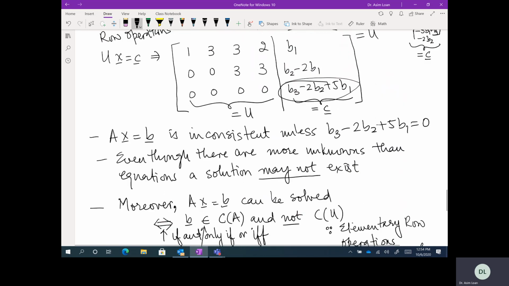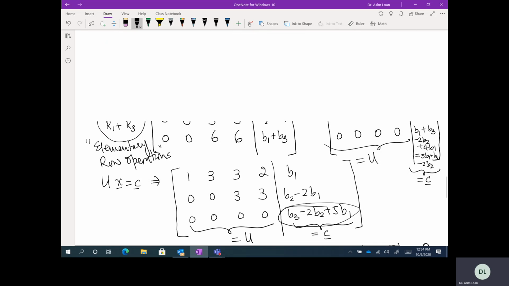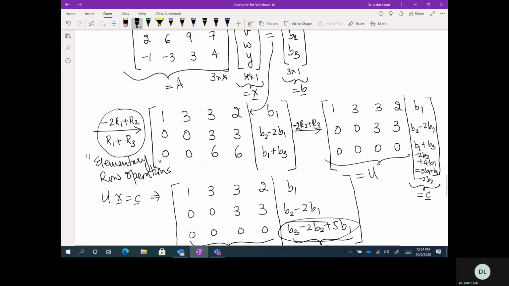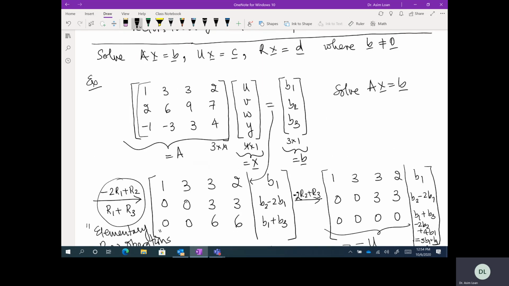We already know from when we started this lecture that the first column and the third column are independent. This is column A1, this is column A2, this is column A3, this is column A4. We said A2 is 3 times A1, and A4 is A3 minus A1. So these are the two independent columns.